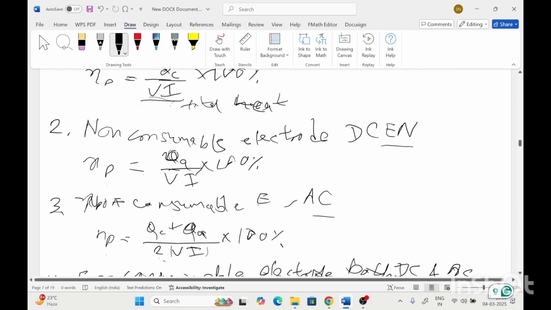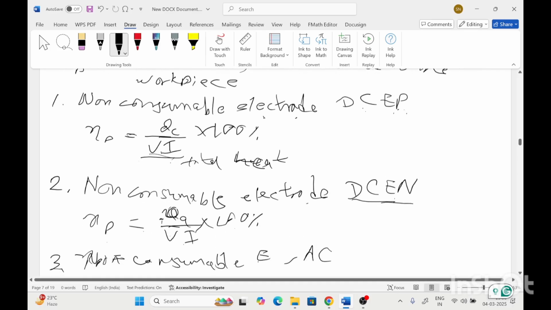If the polarity is changed to electrode negative, the heat efficiency can be written as Qa divided by VI into 100%. And we know that Qa is higher than Qc. So the heat efficiency of this DCEN non-consumable electrode will be higher than the previous case.